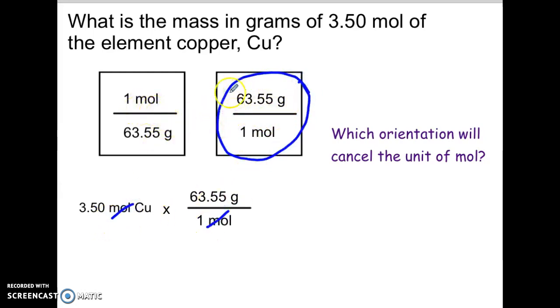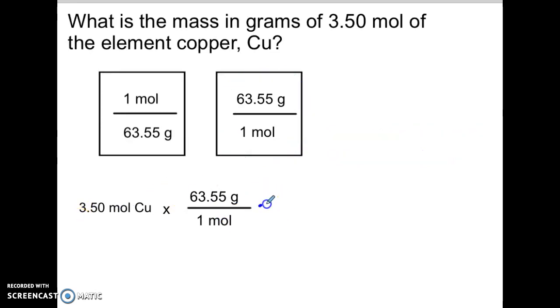I'm not going to make you write these two tiles out. You don't have to show me the two ways you do the equivalence every time you do a molar mass or a mole conversion problem. I'm really okay with you just working in this realm, but what you do have to do is show dimensional analysis. So you have to show that moles will cancel, so that's why I picked this orientation. And so now I'm ready to solve.